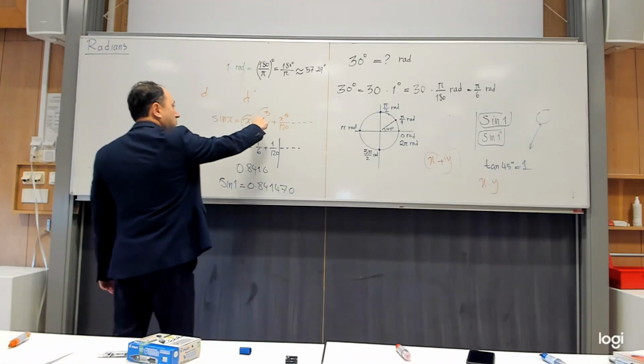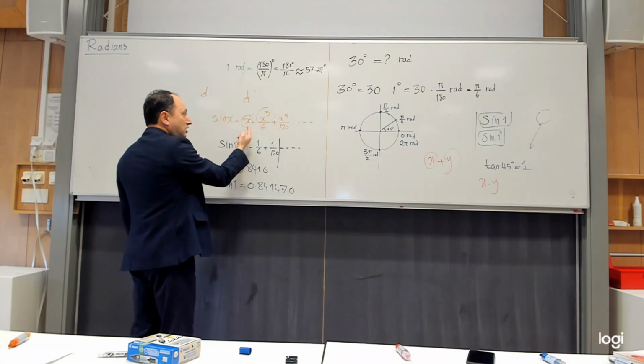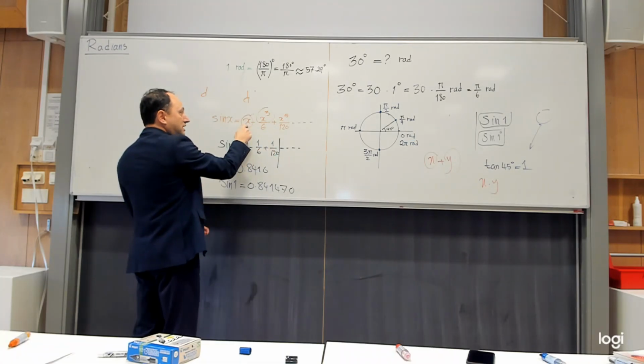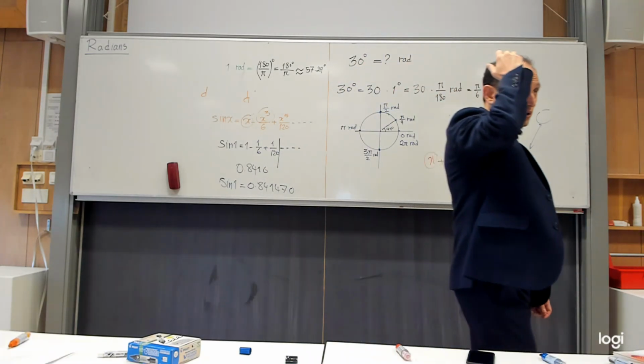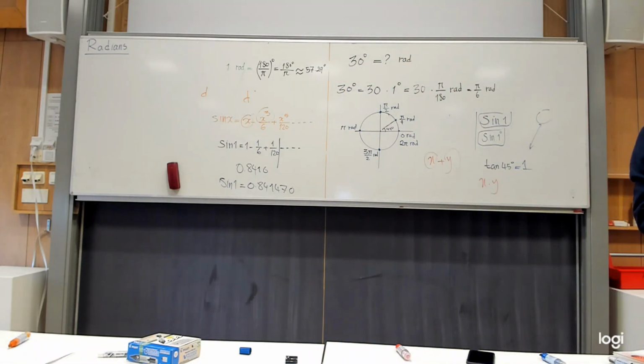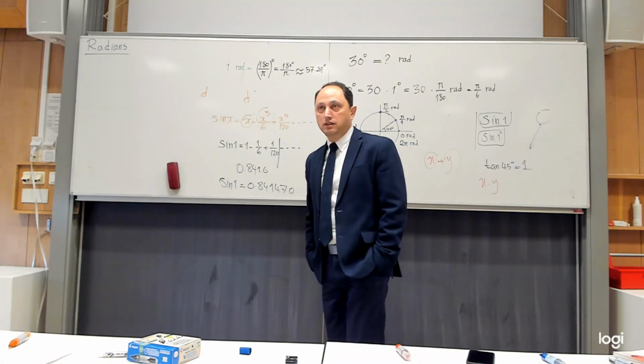But because these powers are going higher and higher, I cannot make the dimensions the same unless x itself is dimensionless. Is that understandable? So it is crucial to work in radians, not just a fantasy. So you have to think about radians as essential. This is why we work in radians.